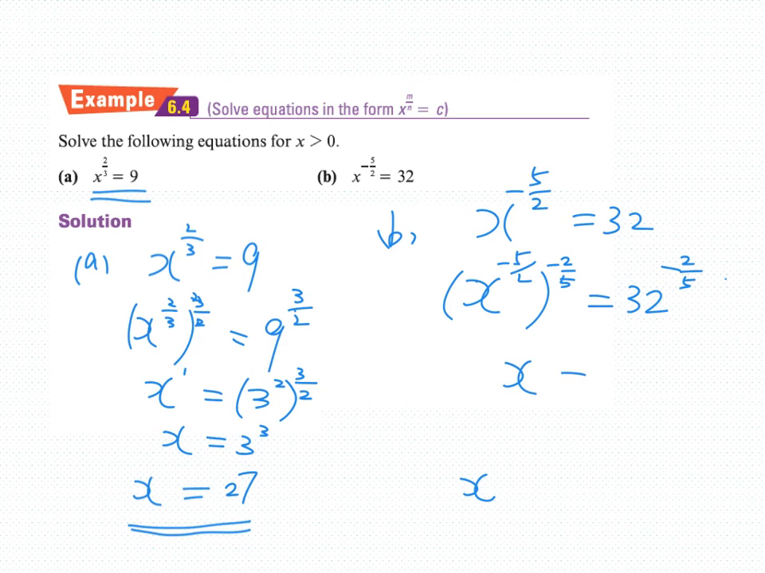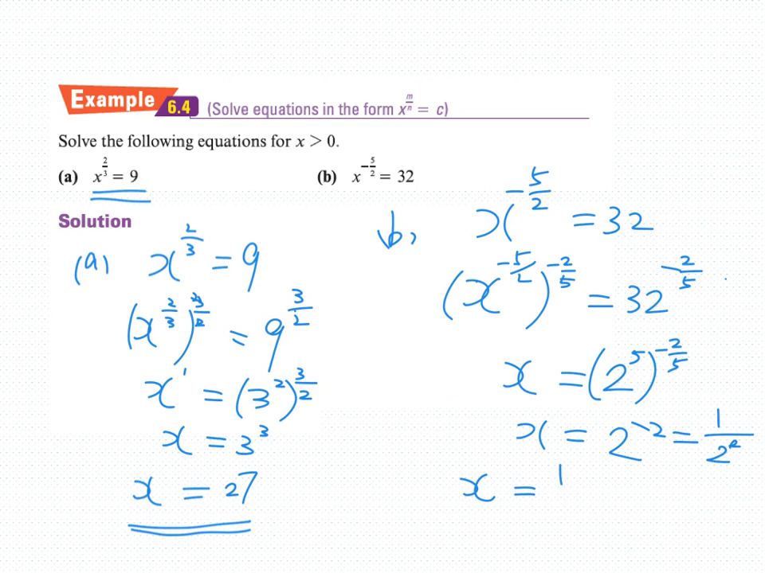Now it becomes x to the power 1. For the right side, 32 is 2 to the power 5. And you simplify, it becomes x equal to 2 to the power negative 2, which is equal to 1 over 2 squared. So the answer is x equal to 1 over 4.